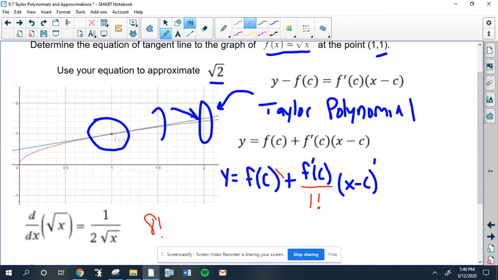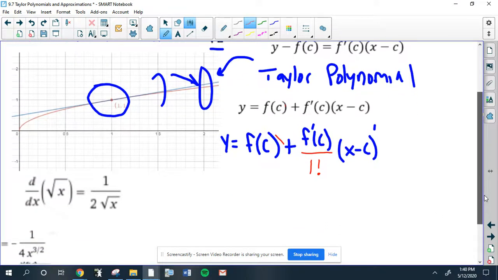8 factorial is 1 times 2 times 3 times 4 times 5 times 6 times 7 times 8. 1 factorial will be 1. So there's your quick factorial review.